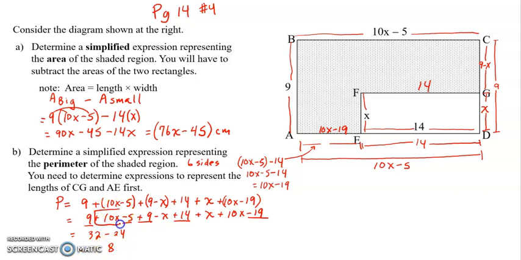Looking at the variable parts, I got positive 10x, negative 1x, you can put the 1 there if you like, plus 1x, those two are going to end up canceling, and plus another 10x. So that's going to be plus 20x. They're all positive, so it's a little bit easier here when you cancel out those two x terms. And so 8 plus 20x is going to be the perimeter, and you're going to put that in units, so we'll call it centimeters.